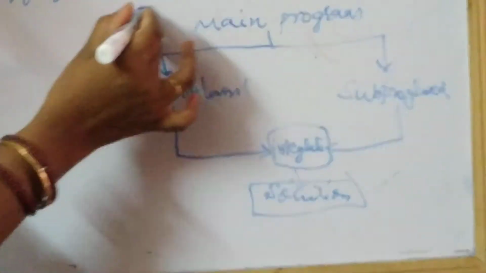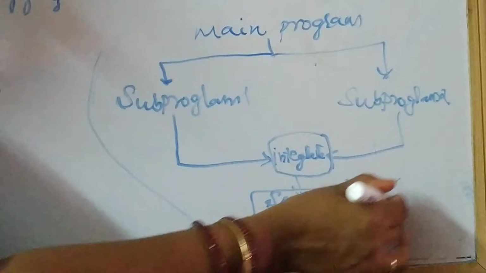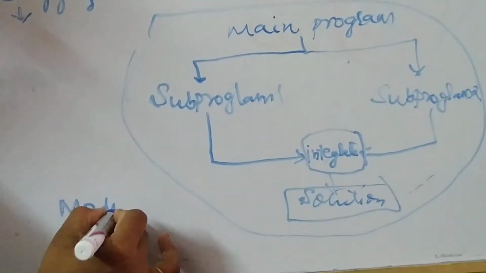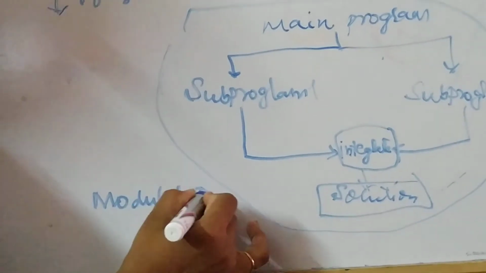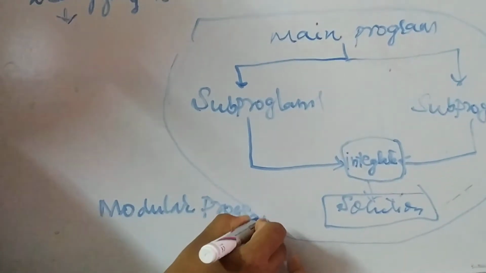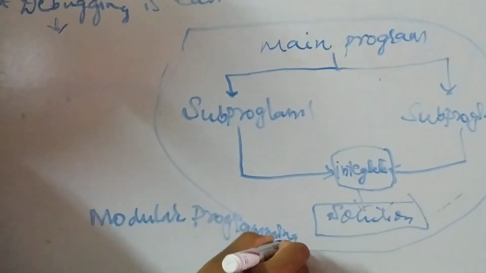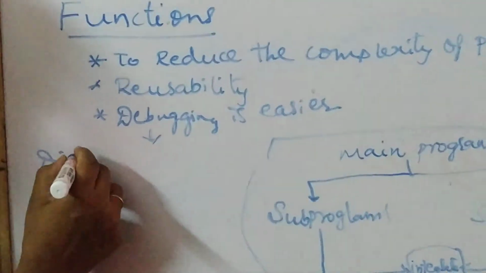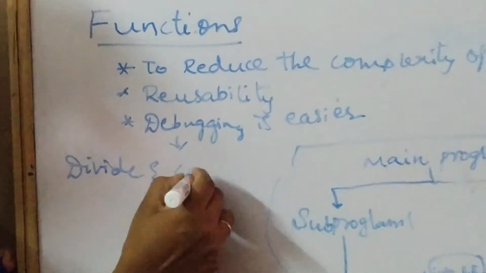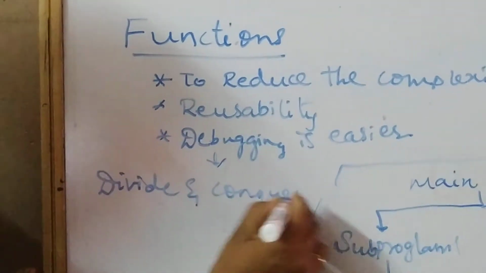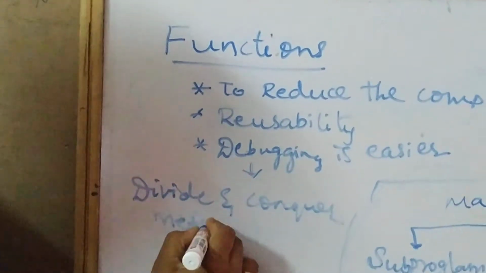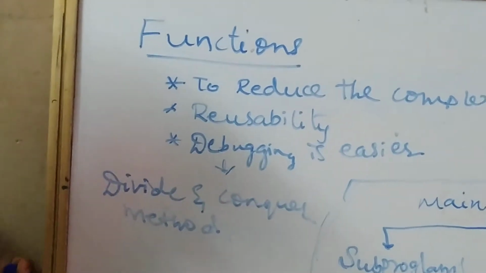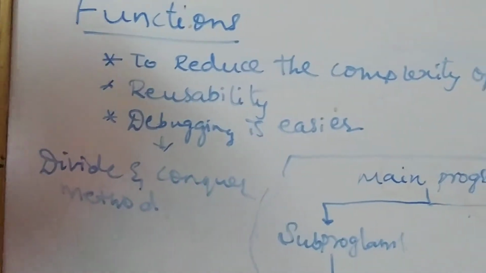And this whole thing we call modular programming. It is also called the divide and conquer method. So I hope you understood this.